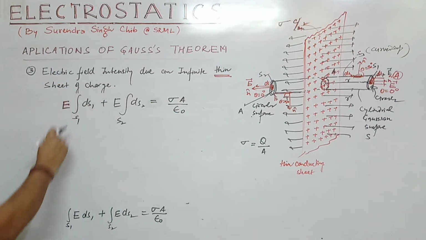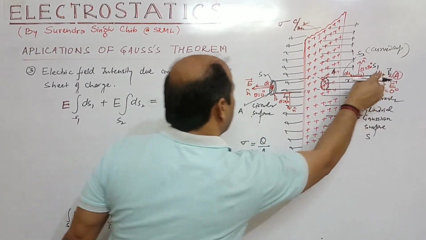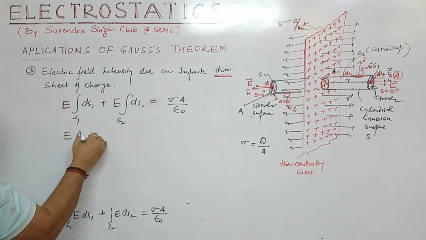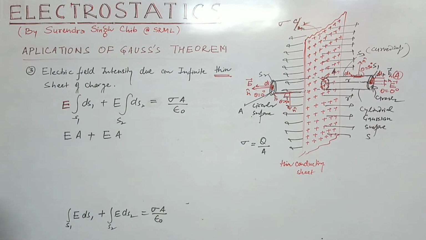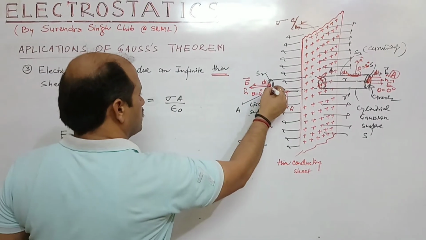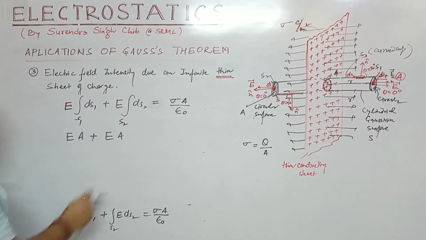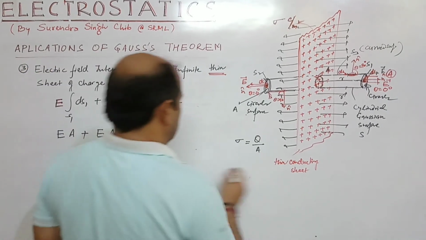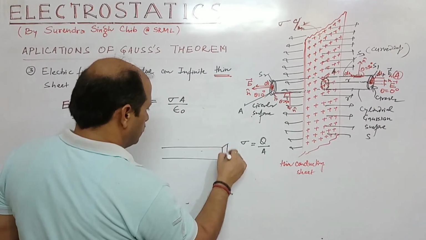Now what is ds1? This is ds1. So हम integrate करेंगे, what do we get? The whole area A. E into A. What is ds2? This is ds2. What is the integral of this? It will give this area, circular area. EA. अगर आप पैरेलल पाइप ले लें, पैरेलल पाइप कैसे होता है? पैरेलल पाइप is just like a cuboid, like this.